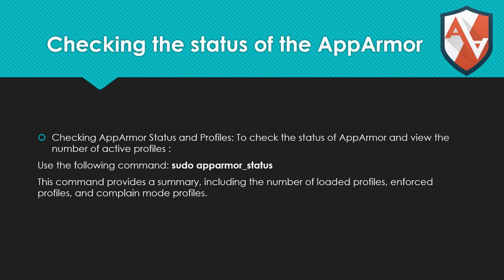The purpose of checking AppArmor status is to view the number of active profiles and to gather a summary of the AppArmor profiles. The command you can use for this is sudo apparmor_status.